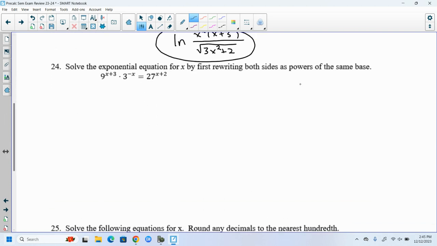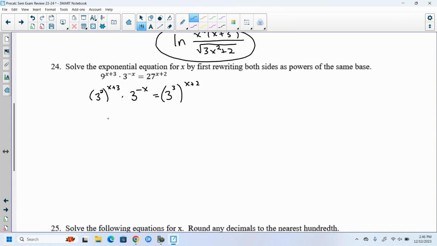All right, 24, make sure you read the problem, read the directions. We got to rewrite these as powers of the same base. Okay, we do not take the log of both sides or do anything like that. I got a 9, a 3, and 27 as my bases. They can all be written as a power of 3. 9 is 3 squared, and then that is to the power x plus 3 times 3 to the negative x equals 3 to the third power, which is 27, to the x plus 2 power.